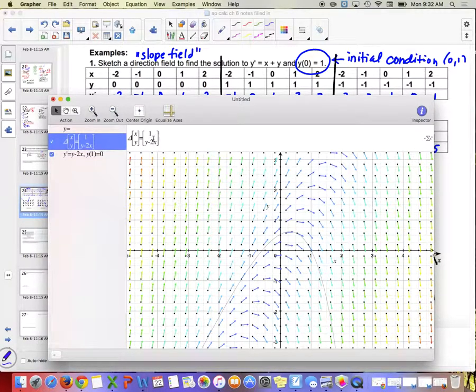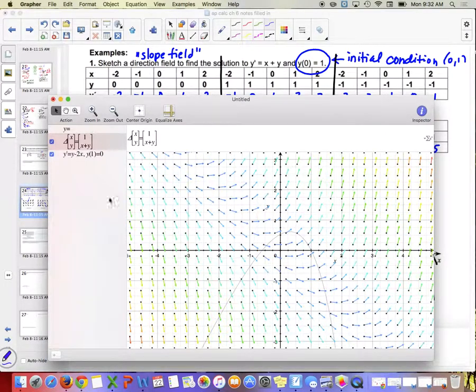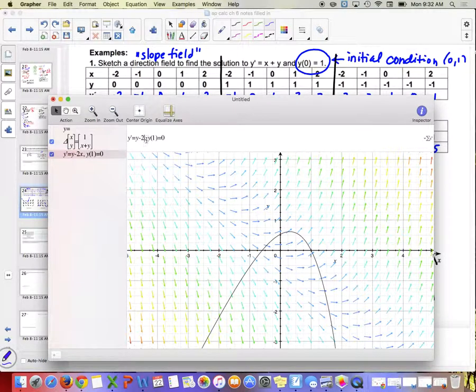So if I wanted to do the first one, I would just adjust, and I'd say, okay, well, this is going to be x plus y now. So it clearly doesn't match up with the curve, right? This is for the other equation still.